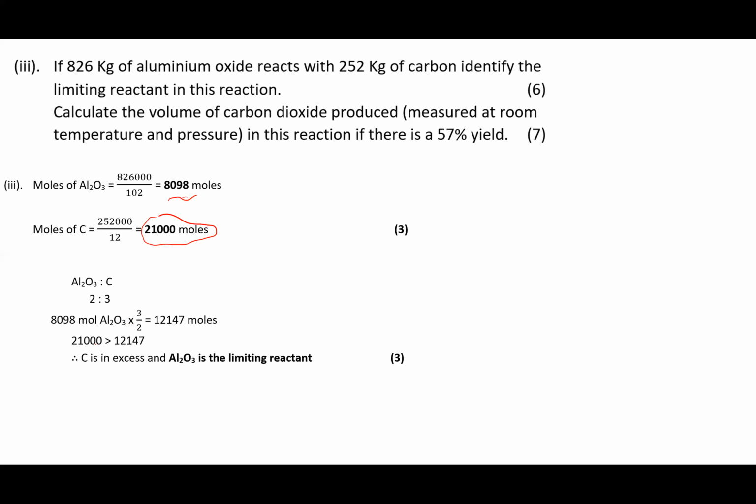Now we have 21,000, we only need 12,147, so we've way more carbon than we need. 21,000 is obviously greater than 12,147. So carbon is in excess and aluminium oxide is the limiting reactant. So to get the first 3 marks, you must have both the 8,098 and the 21,000, and then you go on and get your limiting reactant being aluminium oxide. We continue on then, and our ratio of aluminium oxide to carbon dioxide is 2:3.